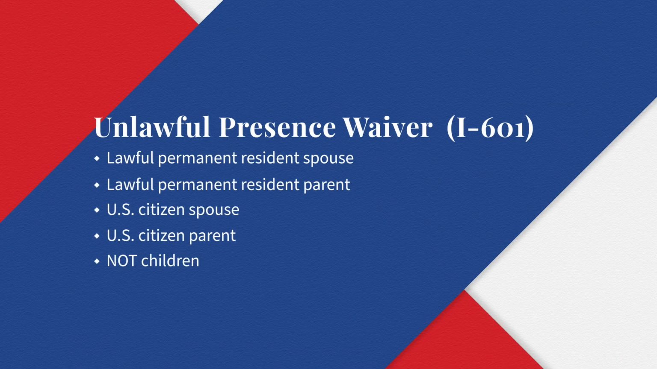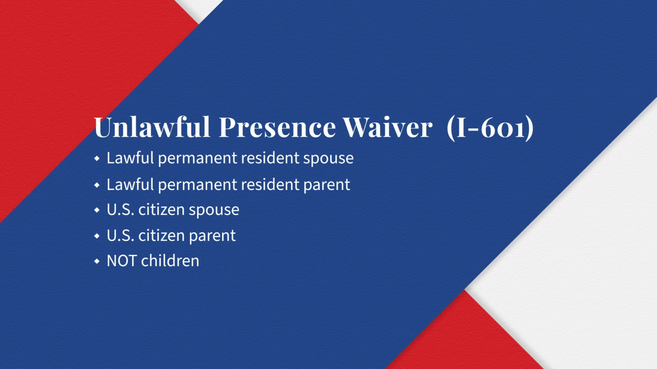If you have more than 1 year of it, then if you depart the country, you will have to wait outside for 10 years before you can even apply to come back in. Except there is a waiver available of that 10-year bar. If you can show that your permanent resident or U.S. citizen spouse or parent would suffer extreme hardship if you are not permitted to return to the United States, you can have that 10-year bar waived and return immediately.